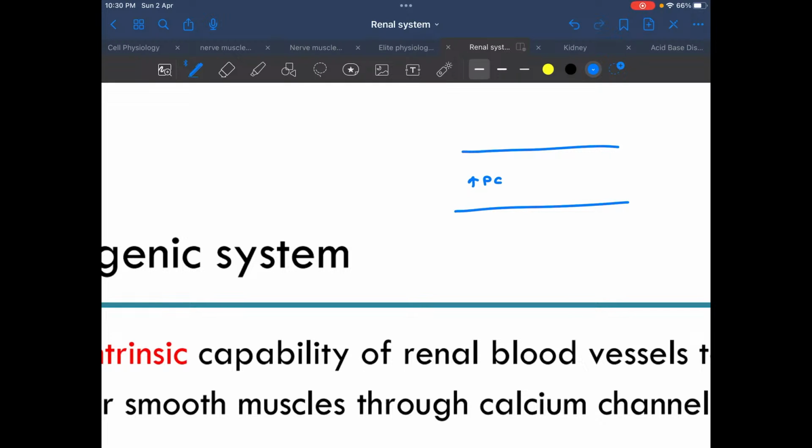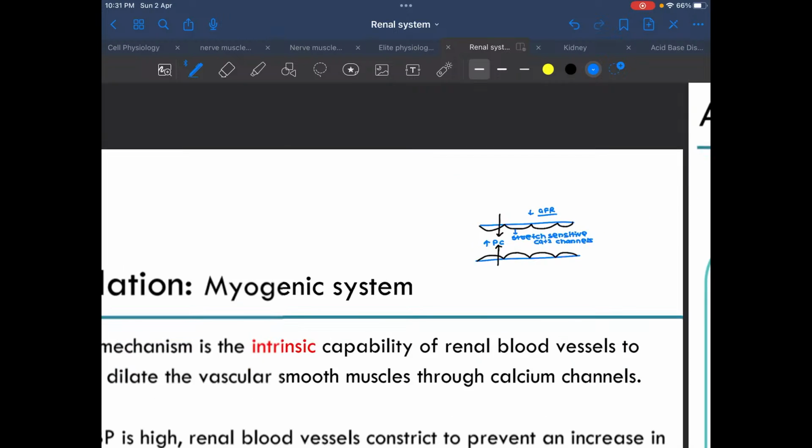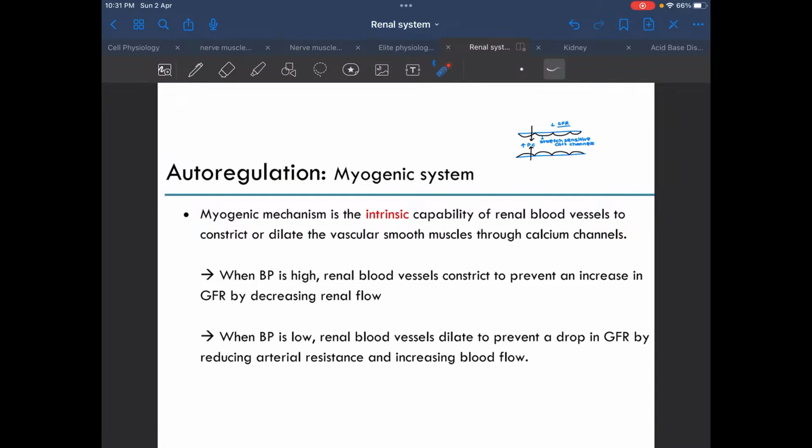We have an increase in pressure in the capillary. What happens is we have smooth muscle cells present in the afferent arteriole. Whenever there is an increase in pressure, these smooth muscle cells, which have stretch-sensitive calcium channels, will sense that pressure and contract. Once they contract, they will decrease the GFR. So that is the main thing. The myogenic mechanism is easy.